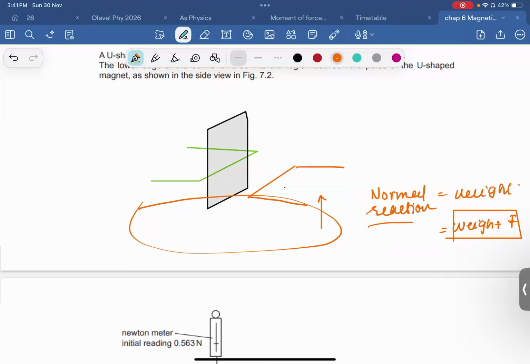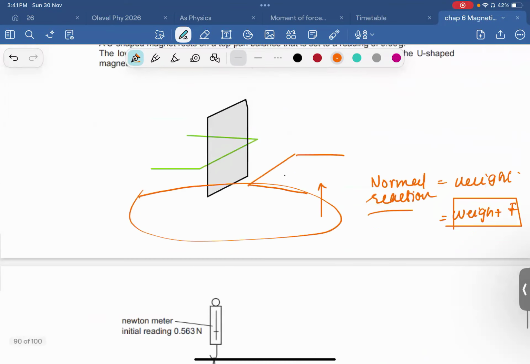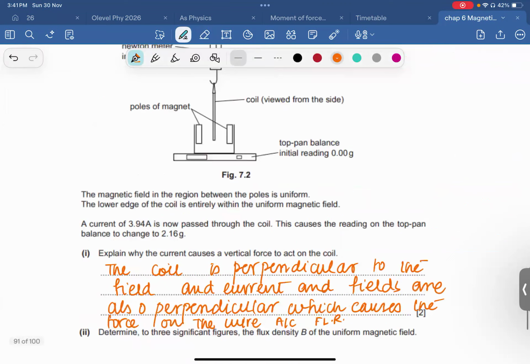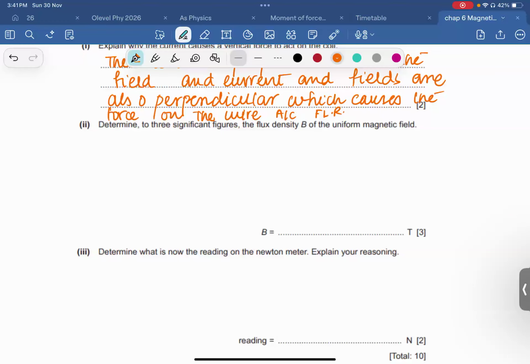And the upward force is going to be the normal reaction force, right? Or we can just ignore this one for now because they're not talking about this force. So that downward force is the weight only, and the upward force is the magnetic force. The downward force is mg, the weight, and the upward force is the magnetic force.